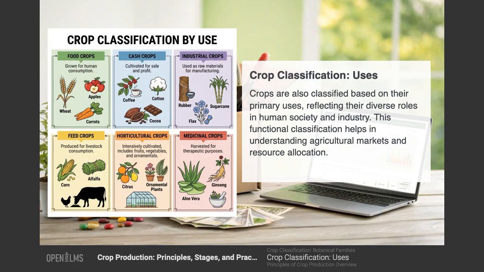Crop classification. Uses. Crops are also classified based on their primary uses, reflecting their diverse roles in human society and industry. This functional classification helps in understanding agricultural markets and resource allocation.